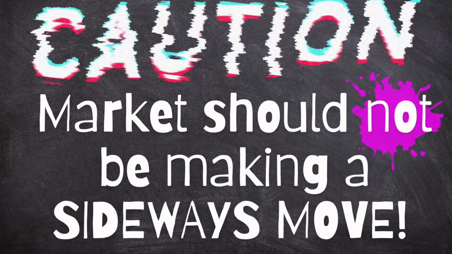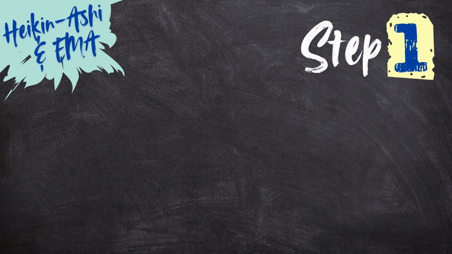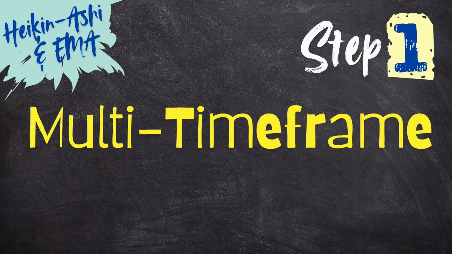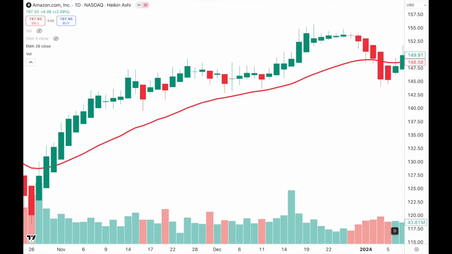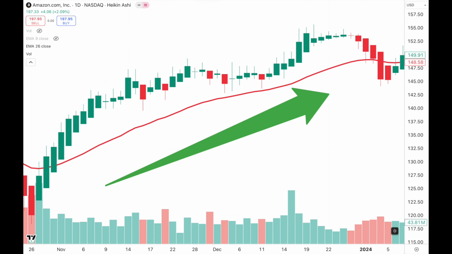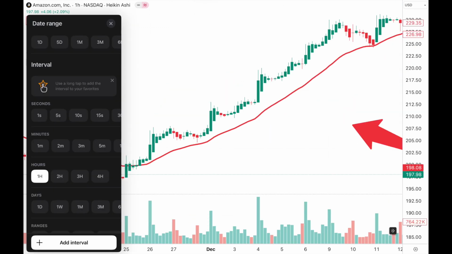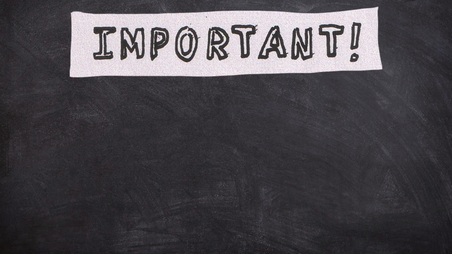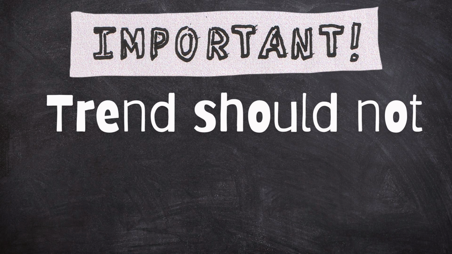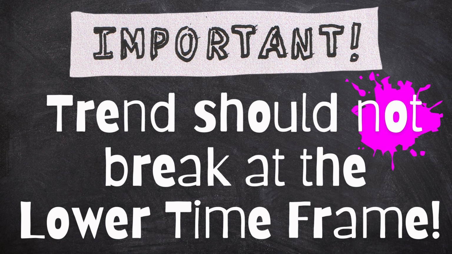Once we have clearly identified the consolidation phase, it's now time to validate the trend. We would do this using multiple time frames. First, we will check at a higher time frame and see that the trend is clearly making a higher high and higher low. We are all set to move to a lower time frame. For instance, if you were using a daily chart for a higher time frame, we can now move to an hourly chart. It is however important to note that at the lower time frame, the trend should not break, that the lower time frame trend is leading the upper time frame.